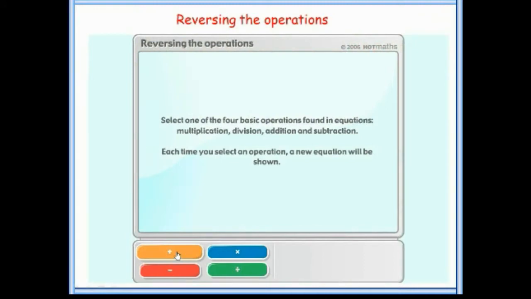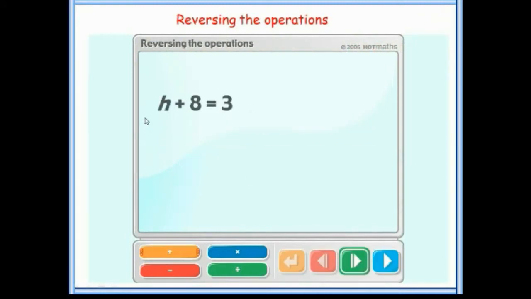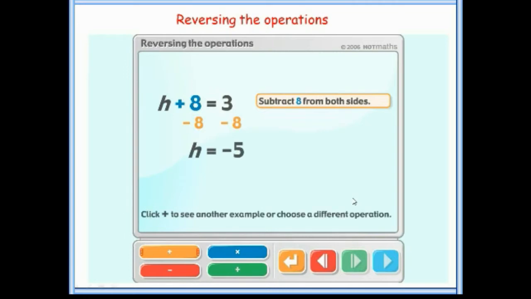So there are 4 types of equation. The first one is the addition equation: h plus 8 equals 3. This plus 8 is giving me trouble. I'm going to get rid of plus 8 from that side. So I have to look for the opposite of plus 8. Of course, it is minus 8 on both sides. The opposite of plus is minus. So minus 8 on both sides. 3 minus 8 equals minus 5. So h equals minus 5.